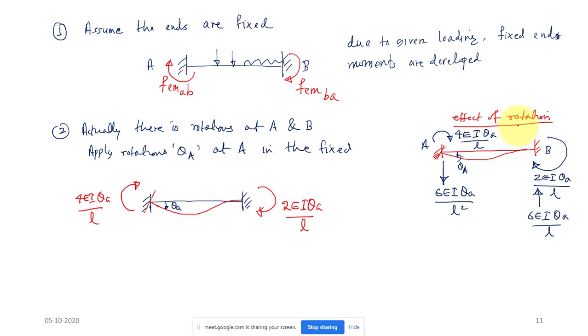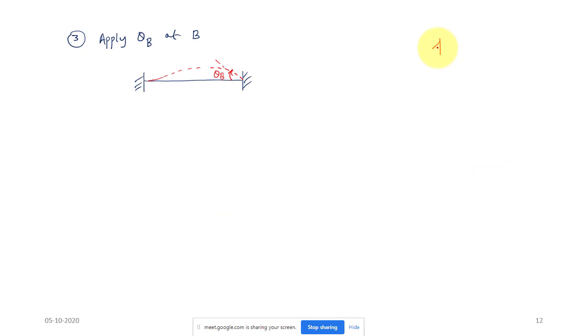This equation. What is the case? This is your fixed beam, and now I am rotating B in the clockwise direction. This entire support is rotating, not only the beam, in the clockwise direction, and the other support is already fixed. So to make it fixed, the moment should be in this direction, and to have this rotation, the moment should be in this direction.